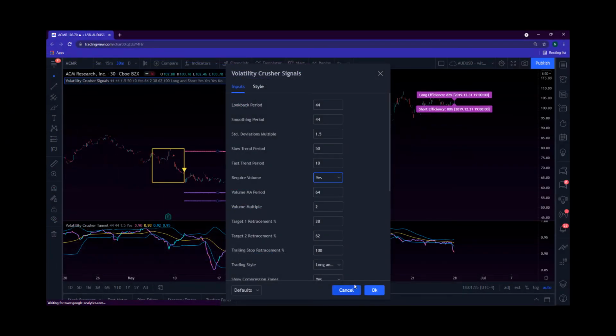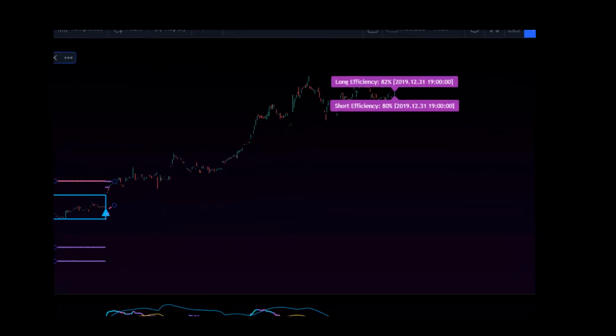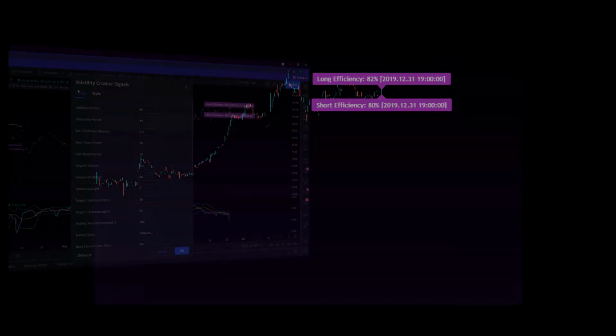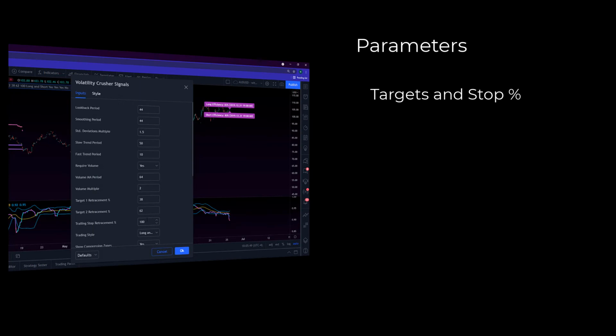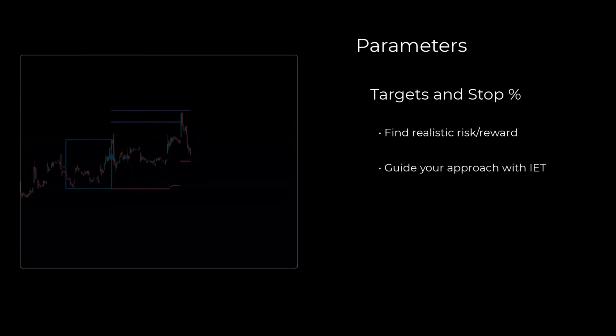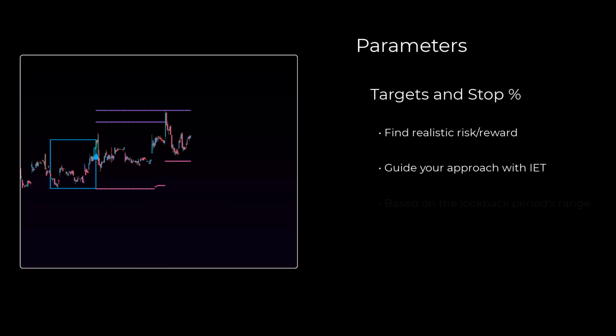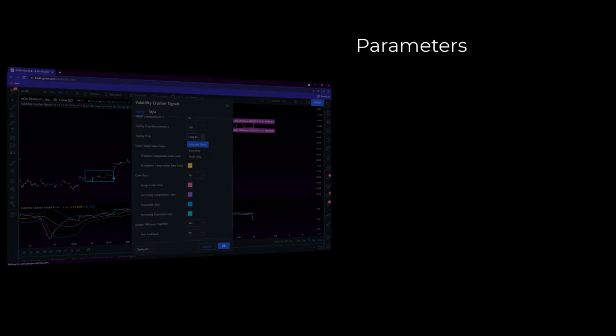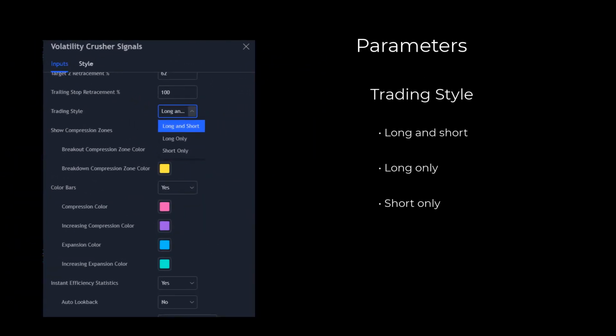And in fact, when we enable require volume on this symbol, we see our efficiencies increase to over 80% in both directions, meaning a drastic improvement in signal quality. You can then adjust your targets and stop percentages to see how you can improve your risk-reward expectations while maintaining good signal quality with the help of the instant efficiency statistics. The target and trailing stop distances are based on the range of the zone from which price exploded. There is also a trading style option to let you filter for entry signals in a specific trade direction.